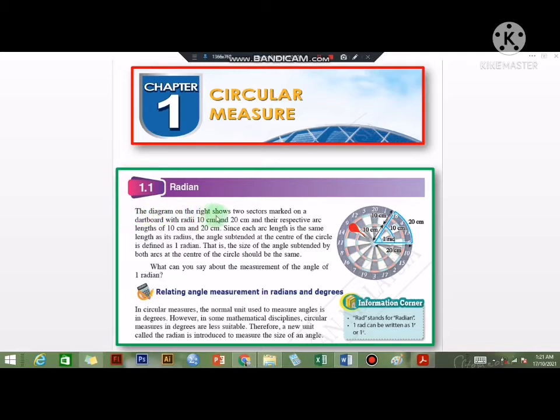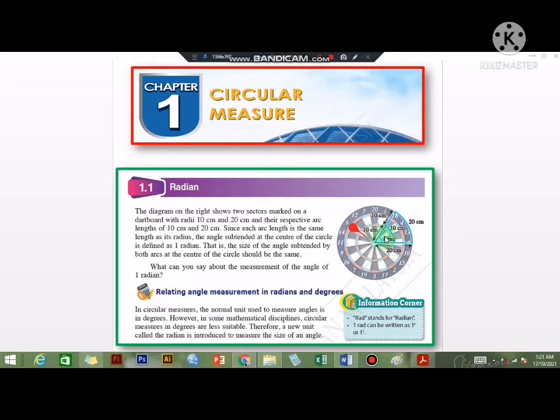The diagram on the right shows two sectors marked on a dartboard with radii of 10 cm and 20 cm and their respective arc lengths of 10 cm and 20 cm. Since each arc length is the same length as its radius, the angle subtended at the center of the circle is defined as 1 radian. Since the radius here is equal to the length of arc, which is 20, and the radius is also 20, we know that the angle subtended by the arc is defined as 1 radian.